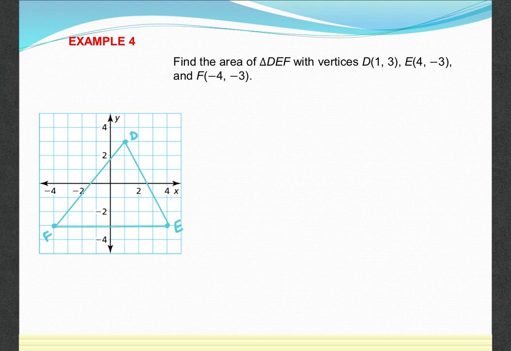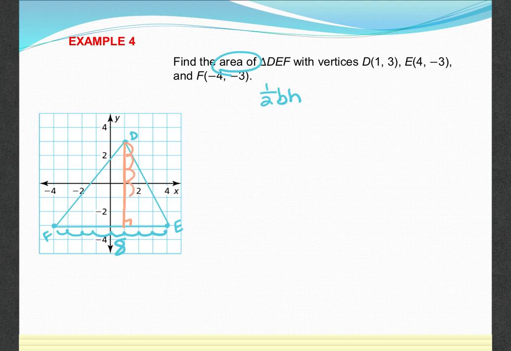So this time we only have one horizontal or vertical side. 1, 2, 3, 4, 5, 6, 7, 8 is the length of the base, but I need area. So this is 1/2 base times height. I already have the base, but I need the height. I need it to be a perpendicular segment, so I needed it to go from D straight down, making a right angle with that bottom side.